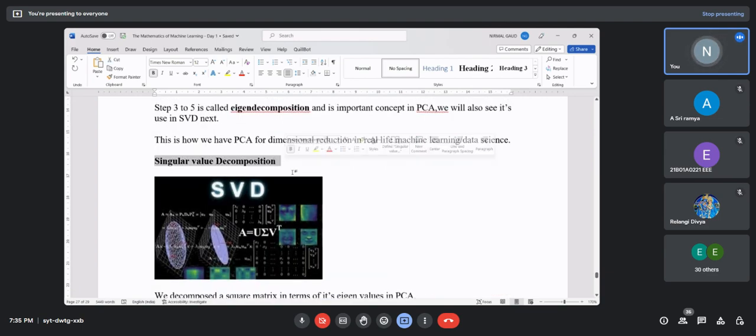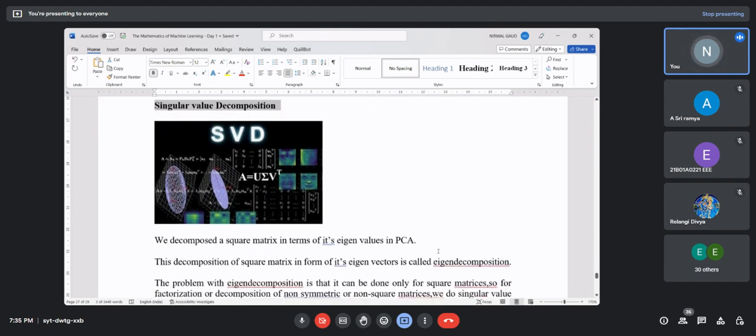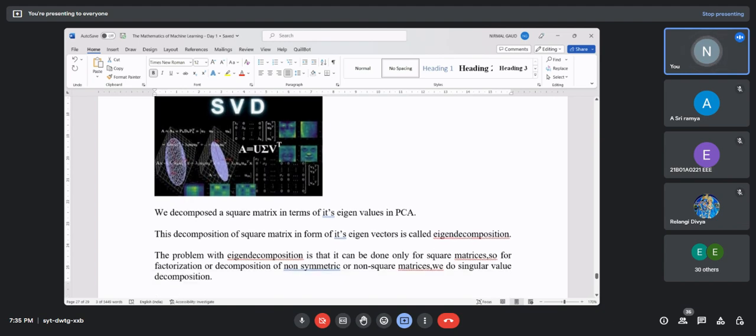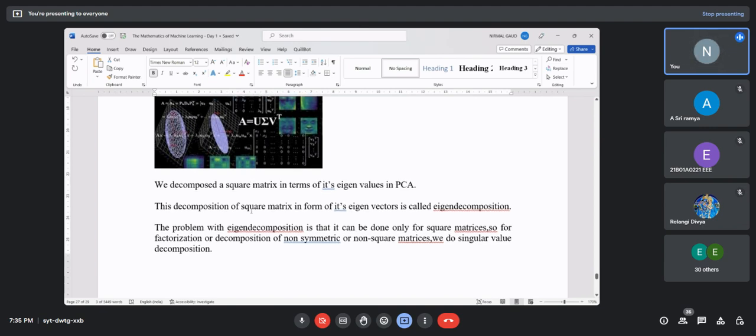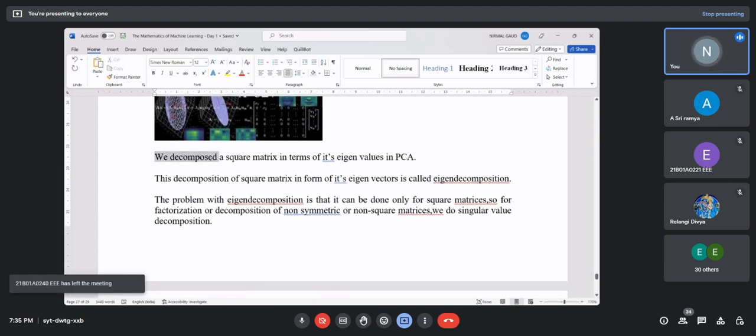Then there is one more technique, one more algorithm, that is singular value decomposition, SVD. The formula for SVD is A equal to U sigma V transpose. Now understand, we decompose the square matrix in terms of its eigenvalues in principal component analysis. Just listen carefully and keep these things in mind; these are recorded anyway. Remember the steps I told you for PCA, and you should know the reason why I have used PCA.